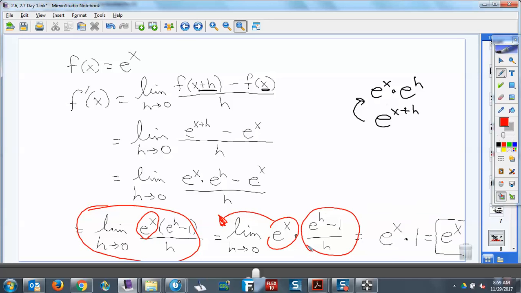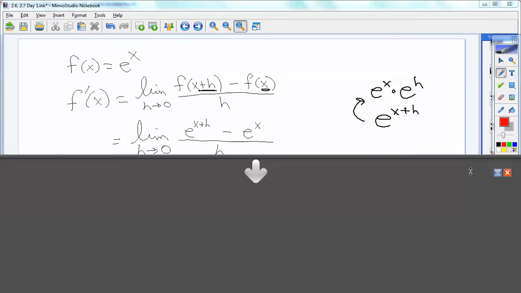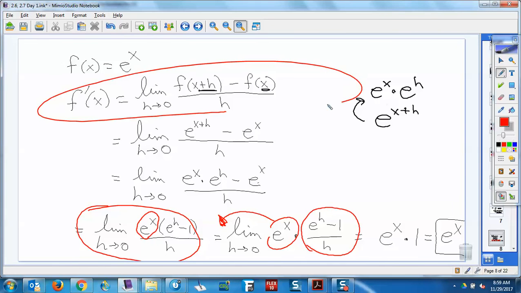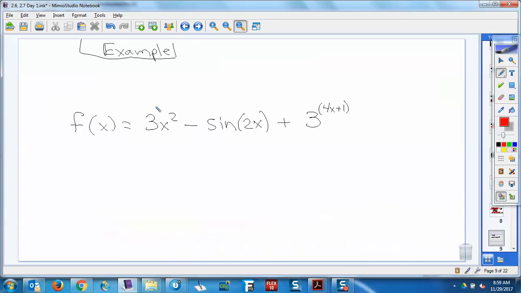We could do a calculator table, we could do a lot of different things. Of course, if you try to plug in a 0, you get 1 minus 1, so 0 over 0, and that's no good. But if we look at a calculator table, we would see that the outputs are getting closer and closer to 1 as h goes to 0. So you get 1 times e to the x. E to the x, sure enough. It works. So the derivative of e to the x is e to the x. I just want you to see that because you've got to understand that every derivative eventually comes back to the definition of the derivative.